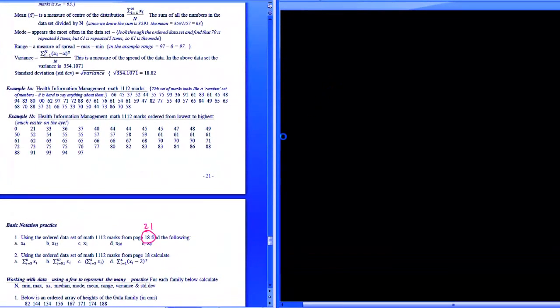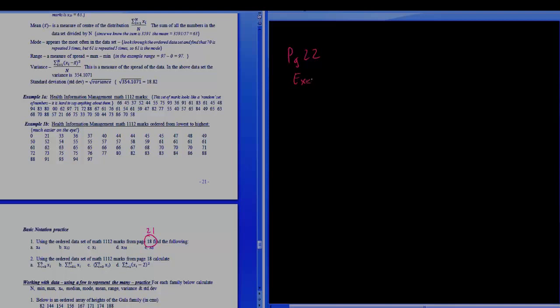The first thing we're going to look at is basic notation practice. We're going to look at the ordered data set of Math 11-12 marks from page 21, not page 18, so change that in your notes. This is the ordered one here, from page 21, example 1b. And we're going to look for the fourth element, x4. x4, the fourth element, 1, 2, 3, 4. And we're going to write that here, page 22, exercise 1a: x4 equals the fourth one, 1, 2, 3, 4, equals 36.